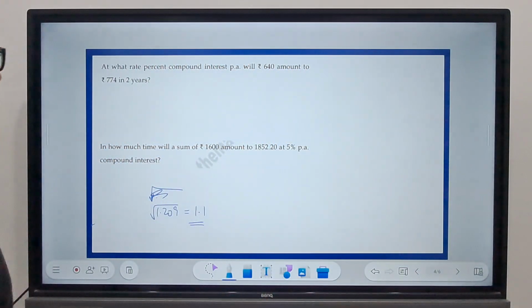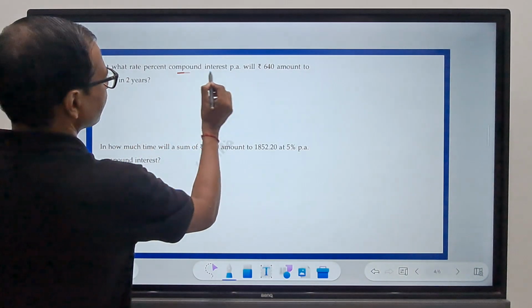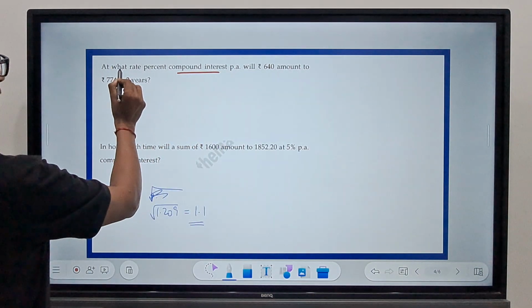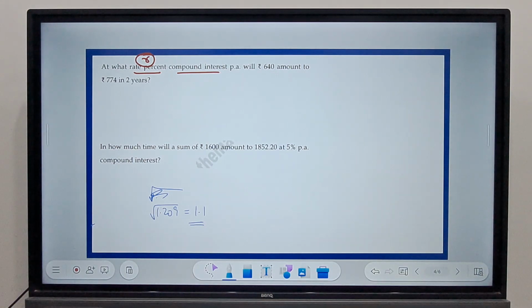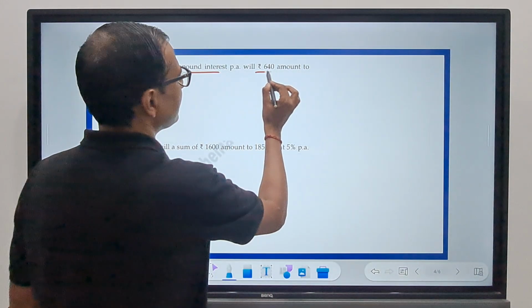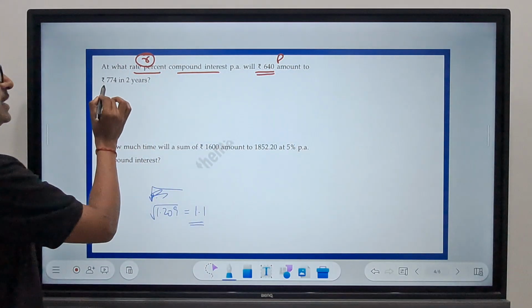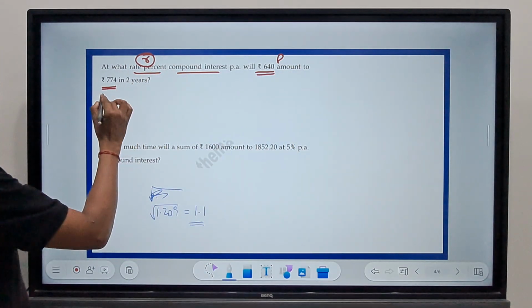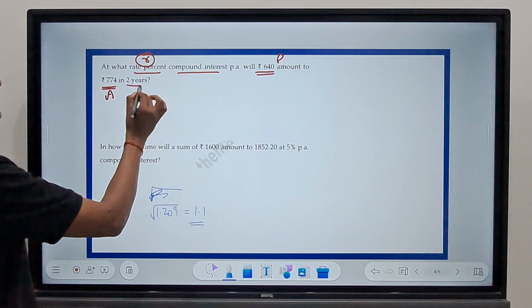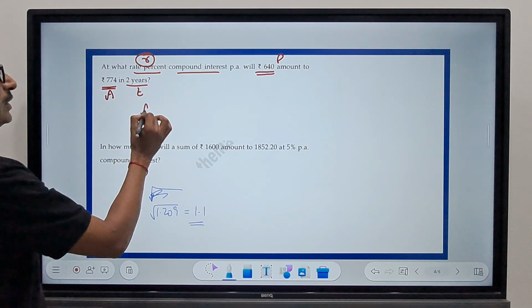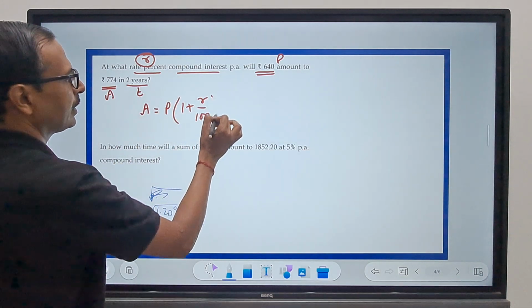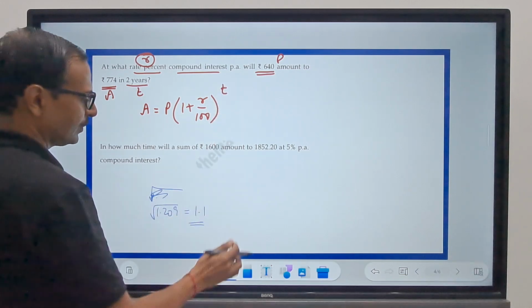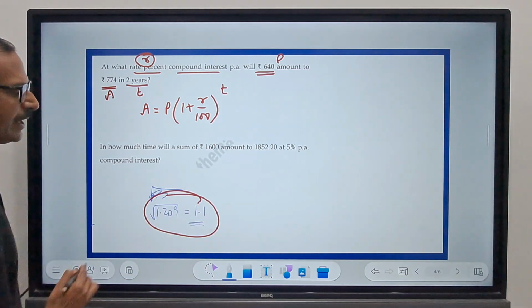Okay. So next, again a question of compound interest. We need to find at what rate percent. So R is what is required to be found out, and this is the principal amount P, and this is the amount, right? So this is amount, and this is time. So amount is P into 1 plus R over 100 raised to power time, right?